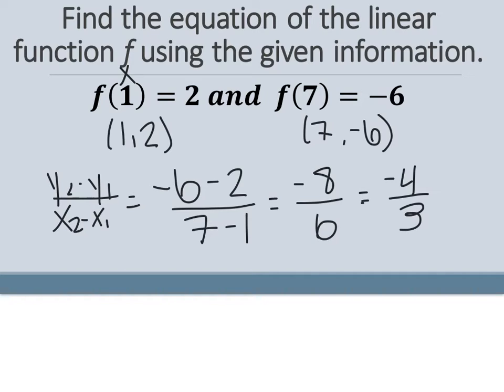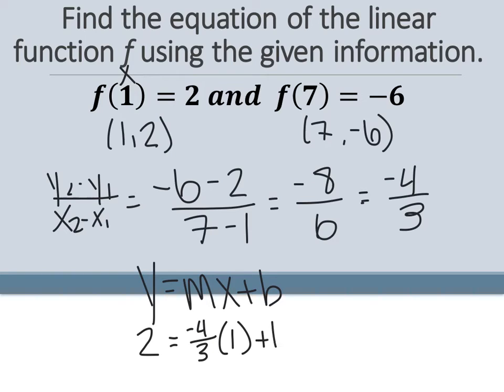I want to then take all of this and I'm going to figure out what my b is. What is my y-intercept? So I'm writing my equation. y is equal to mx plus b. And you can use either point for this. I'm going to use (1, 2), because I think that looks easier to deal with than (7, -6). So I'm going to plug 2 in for y. I know my slope is -4 over 3. I'm going to plug 1 in for x, and I have my plus b.